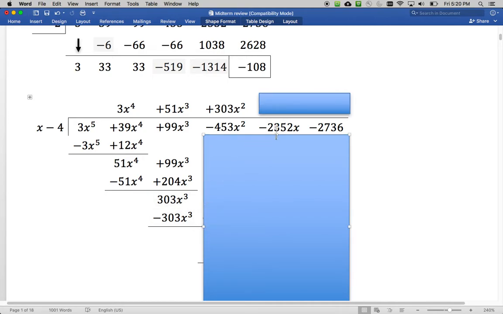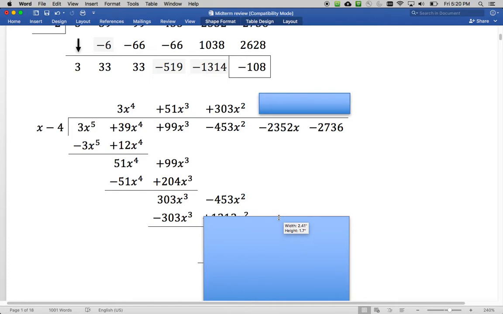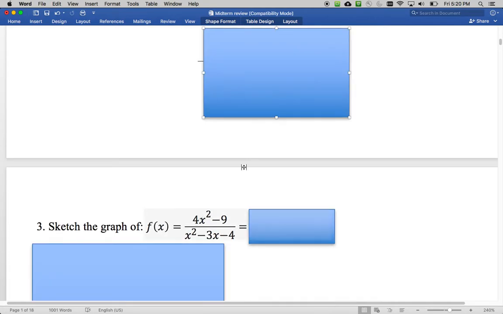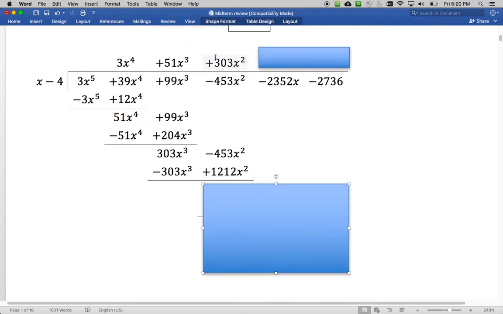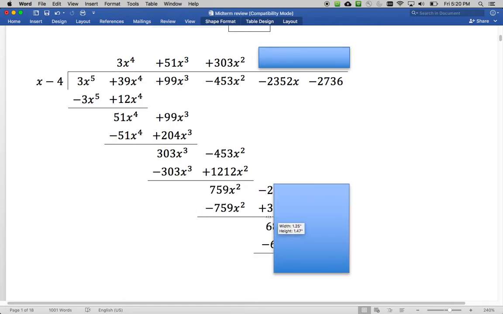And I can probably drop this down a little bit, make it a little bit smaller. Notice we're dropping down the 453x squared. We multiply this by -4 to get negative this, but then you change the signs, you get positive. Do the math. Sorry, I know I'm going through this pretty fast. You can totally put this all in the calculator to verify my answers.